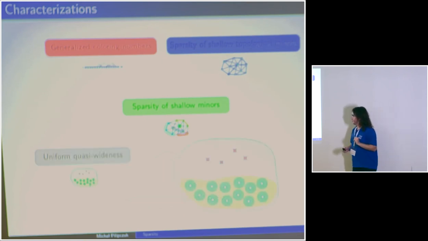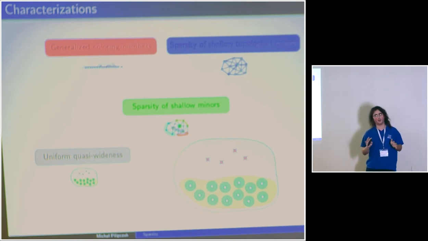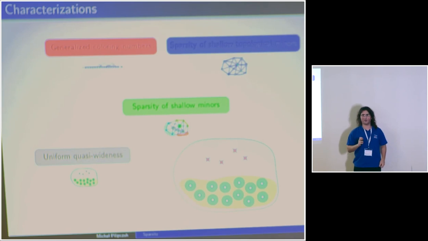Okay, next. There is a notion called uniform quasi-wideness. I will go into the details later, because in the second half of the talk I will be speaking mostly about this. The intuition here is that a sparse graph is sort of flat. So if you have a really huge sparse graph, you should see many vertices that are far apart from each other. And this is formalized via uniform quasi-wideness.